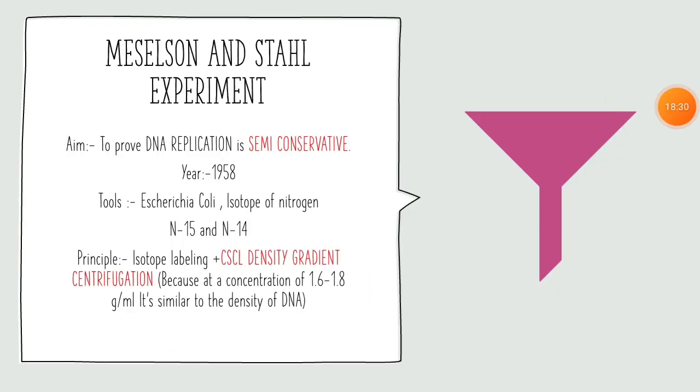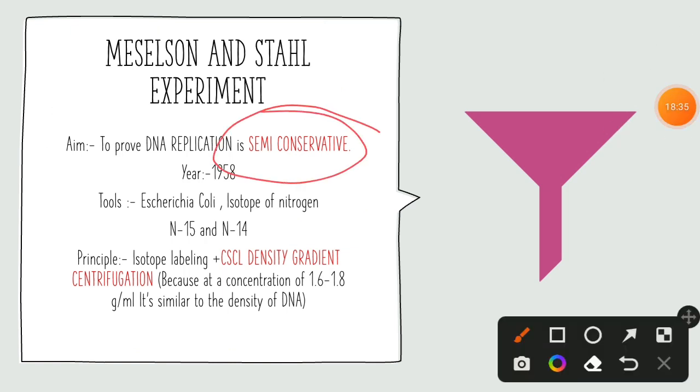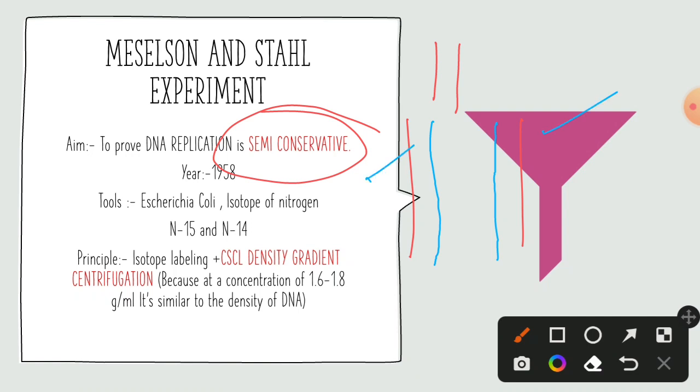So this was the Meselson and Stahl experiment that tells us that yes, DNA replication is semi-conservative. That means during the replication, the parental DNA is split into two single-stranded DNA molecules, and on the basis of them, two newly synthesized strands are made, which are exactly complementary to the parental DNA strands, right? That is the semi-conservative model, and this experiment was conducted in 1958.